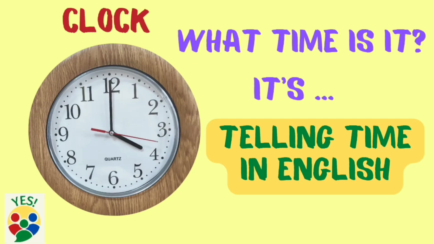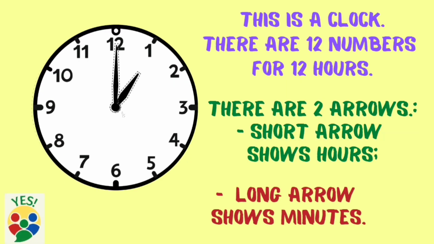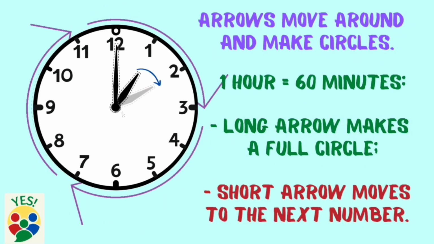Clock. What time is it? It's telling time in English. This is a clock. There are 12 numbers for 12 hours. There are two arrows. Short arrow shows hours. Long arrow shows minutes. Arrows move around and make circles.